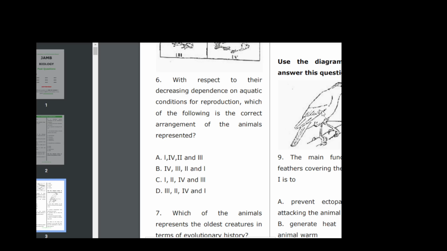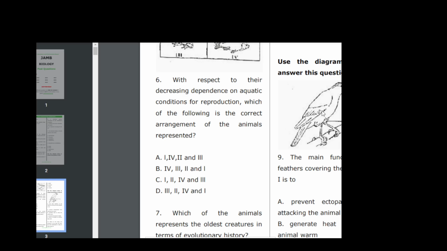The flight feathers are all attached directly to the bones in the wings of the bird. That is where we have the flight feathers attached, and their function is to help the bird to fly. The main function of flight feathers is to support the bird's ability to fly.